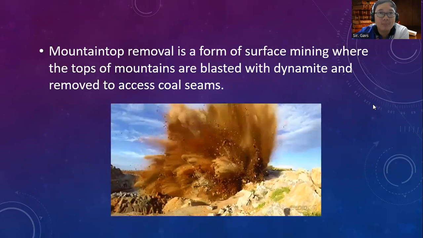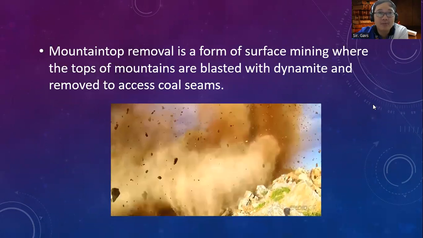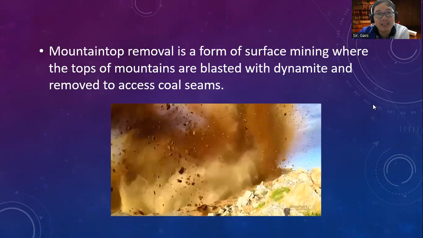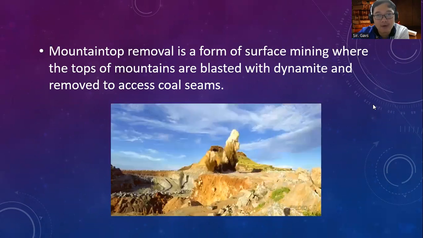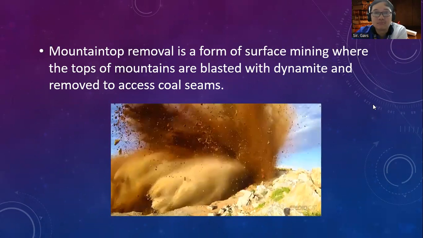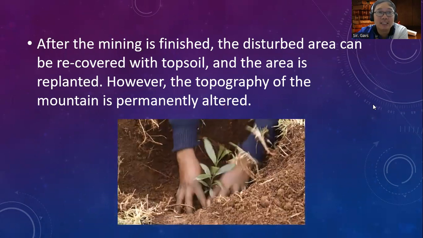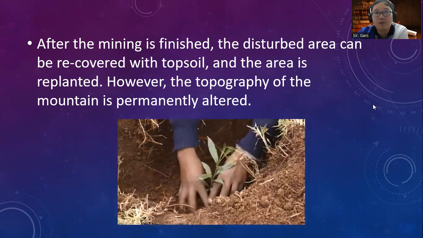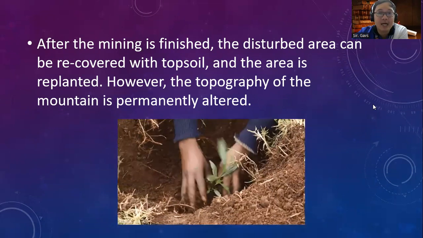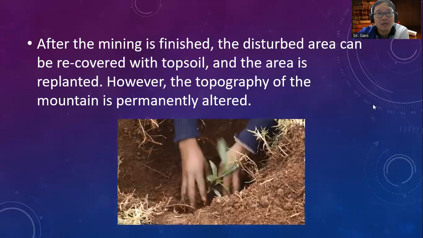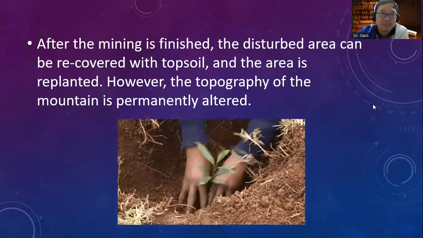We also have mountaintop removal. It is a form of surface mining where the tops of mountains are blasted with dynamite and removed to access coal seams. After the mining is finished, the disturbed area can be recovered with topsoil and replanted. However, the topography of the mountain is permanently altered. So we have a law for that. Mining companies should replant or recover the topsoil with vegetation.